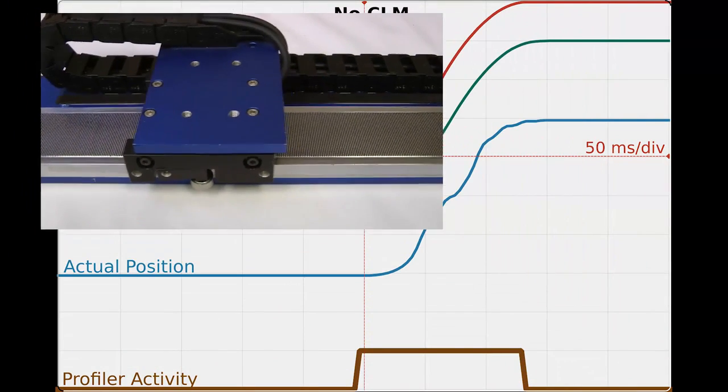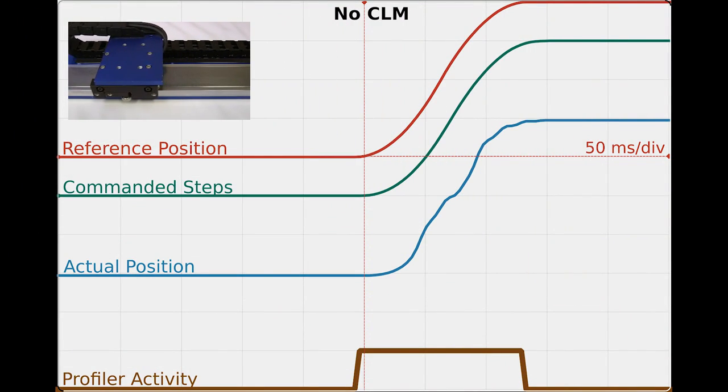Here we have the motor moving in open loop. The dark red line is the reference position, the blue line is the actual motor position, and the green line is the commanded steps from the controller. Finally, the brown line is an indicator that the controller's profiler is active. There is a position error of over 130 counts during the move. By enabling the closed loop microstepping mode, we can improve the performance.